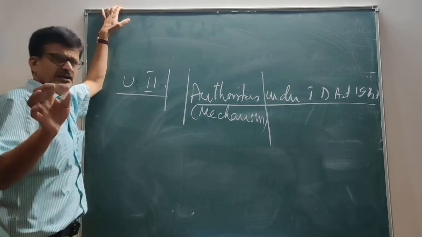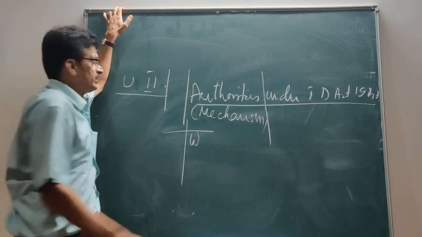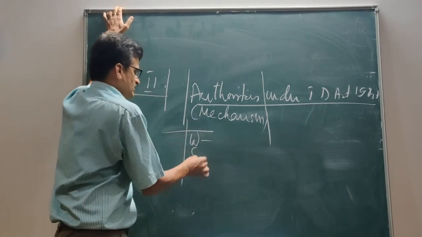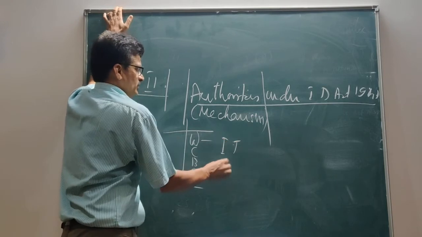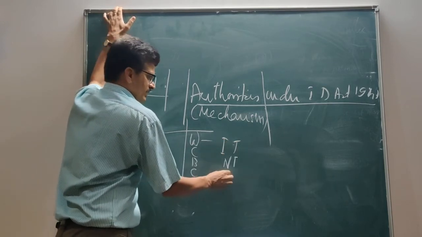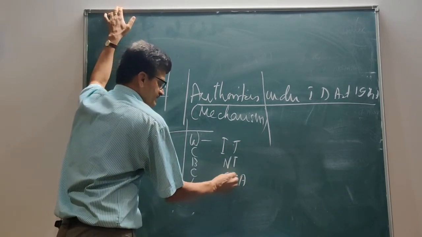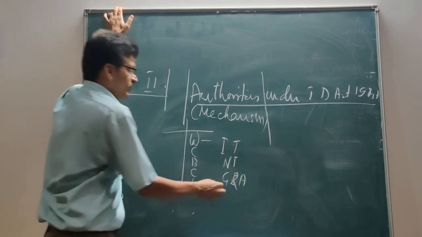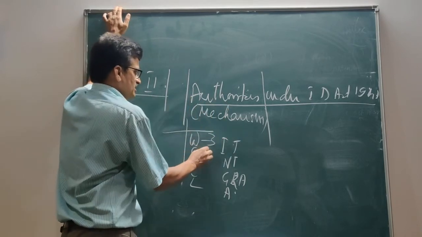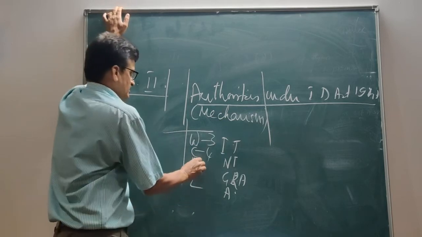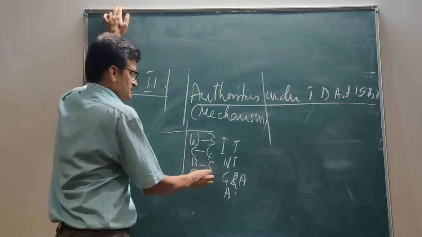We have discussed in the previous class the mechanisms provided: works committee, conciliation officer, board of conciliation, court of inquiry, labor court, Industrial Tribunal, National Tribunal, grievance redressal agency, GRA, and then one more, arbitration. Under section 3 works committee we have discussed. Under section 4 conciliation officer, under section 5 board of conciliation, and under section 6 court of inquiry, we have discussed.